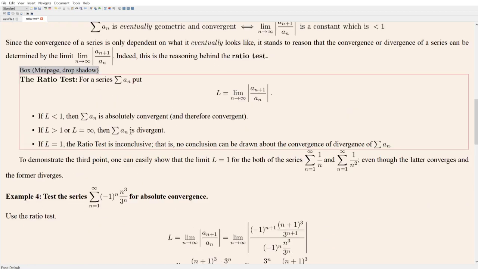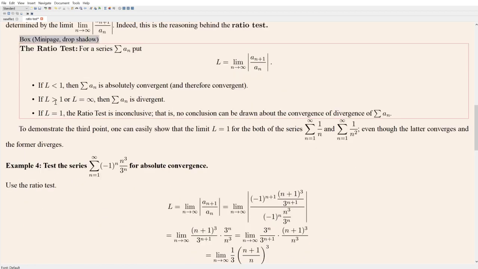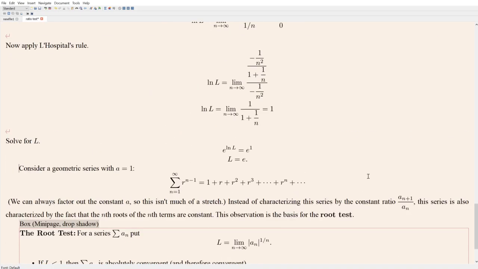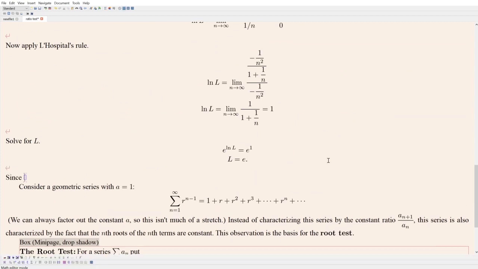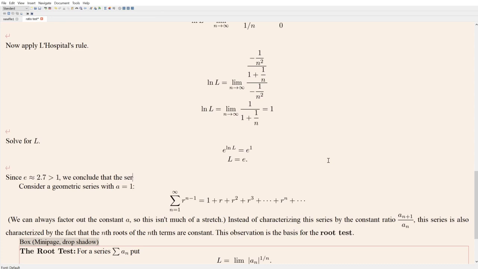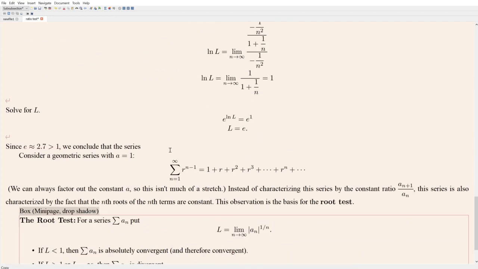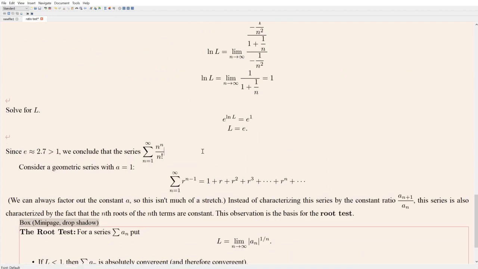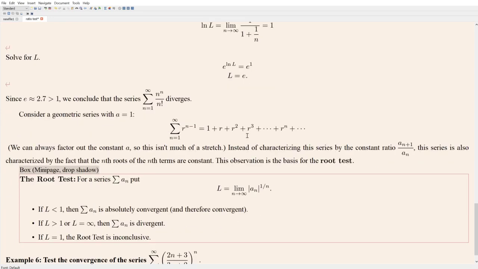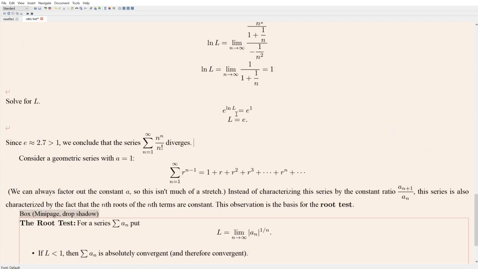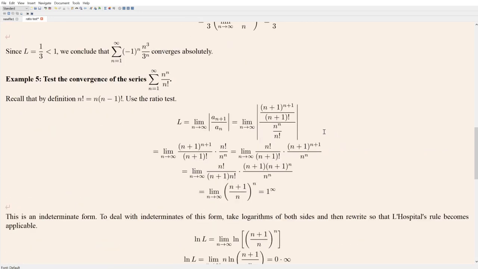It's e. So what is our conclusion? Well, e is around 2.7 something. So it's larger than 1, so that means our series diverges. Yep, so that's that. Okay, so that's the ratio test.